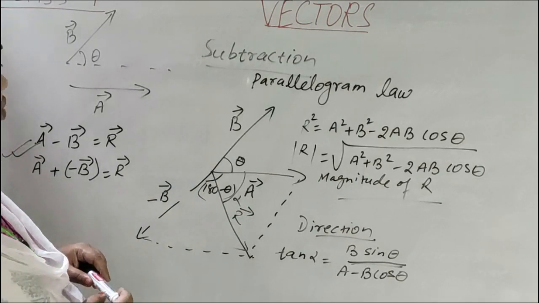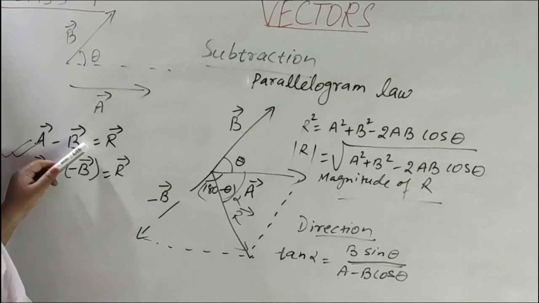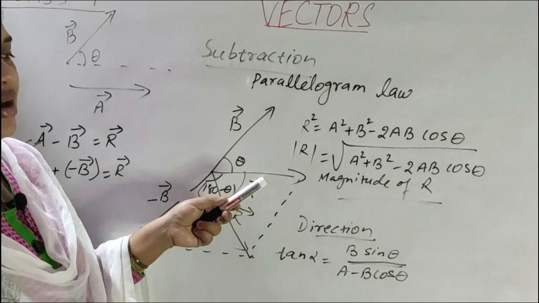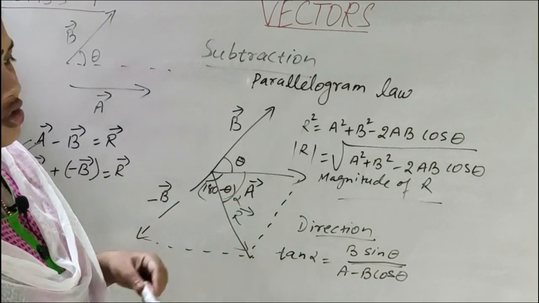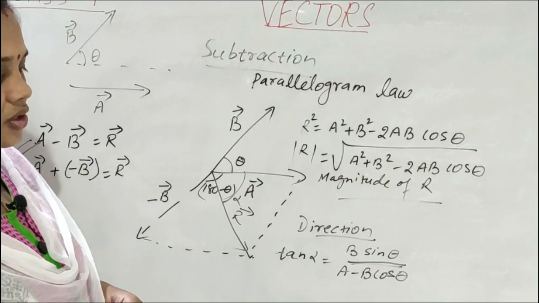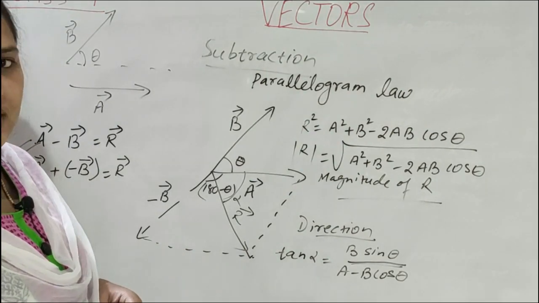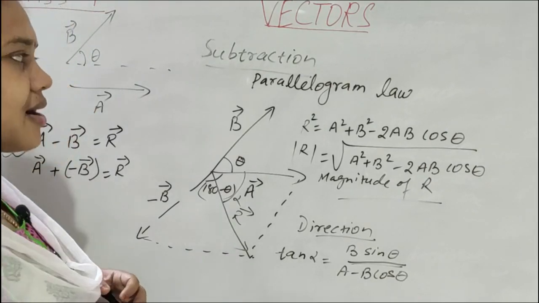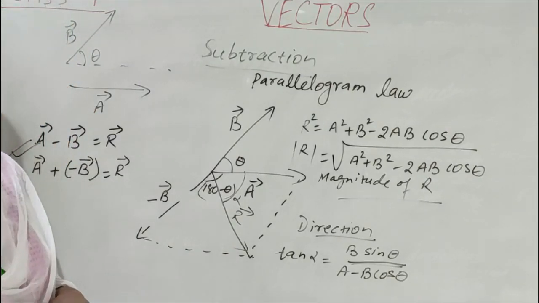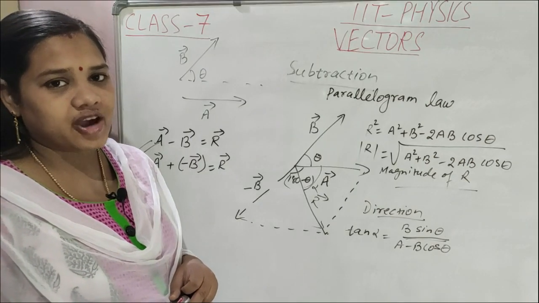So this is for what case? When we subtract two vectors, what is the formula for the magnitude of the resultant vector? The square root of A squared plus B squared minus 2AB cos theta, and the direction is tan alpha equal to B sin theta by A minus B cos theta. Now children, this is what we already discussed in the previous class. Today's topic is resolution of vector.